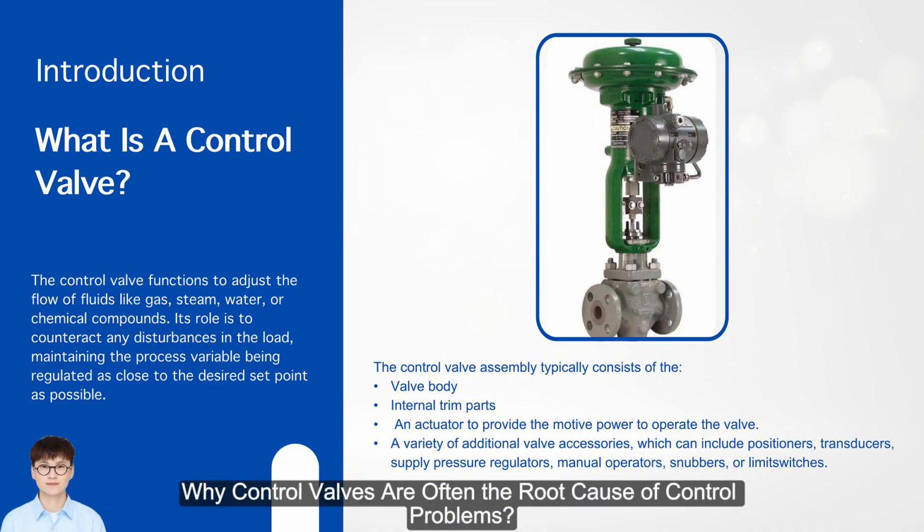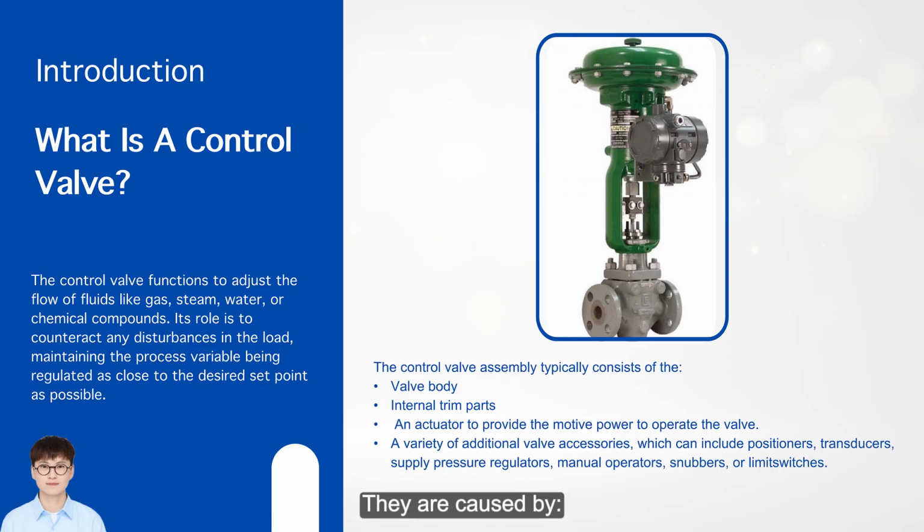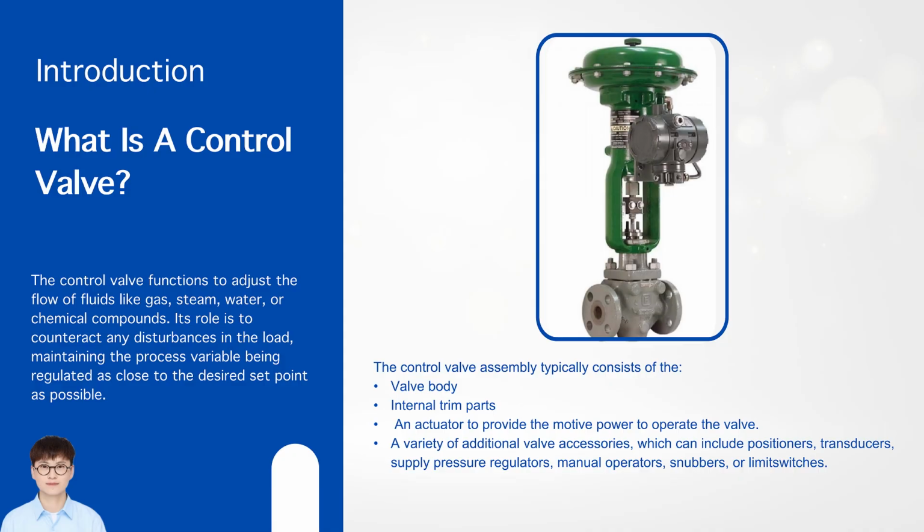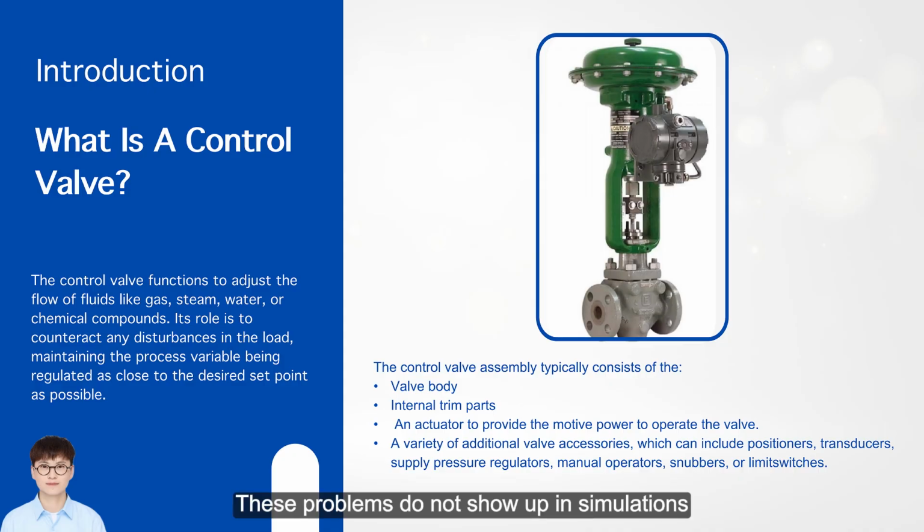Third, why control valves are often the root cause of control problems. In real plants, most long-term control problems are not caused by bad tuning. They are caused by excessive friction in packing, incorrect valve sizing, wrong flow characteristic, valve operating too close to fully open or fully closed, trim damage due to cavitation or erosion. These problems do not show up in simulations. They show up after months or years of operation.